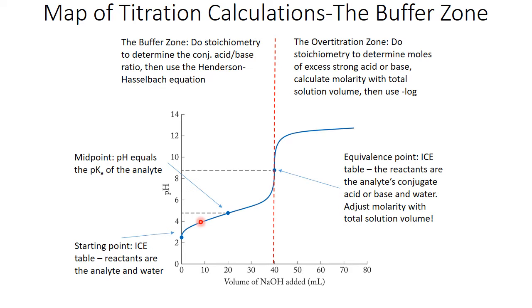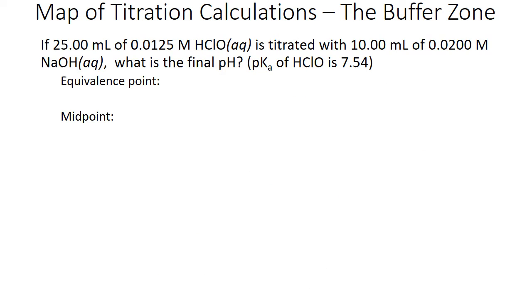That means that if we're anywhere within this buffer zone, we can use the Henderson-Hasselbalch equation to calculate the pH inside the Erlenmeyer flask at any given time. Let's try it. If 25 milliliters of 0.0125 molar hypochlorous acid, HClO, is titrated with 10 milliliters of 0.0200 molar sodium hydroxide, what is the final pH? The pKa of HClO is 7.54.